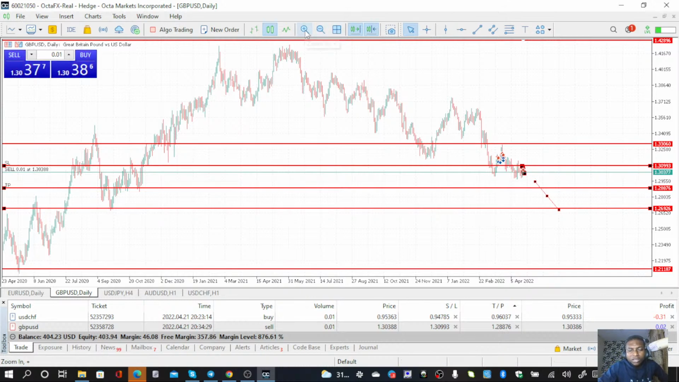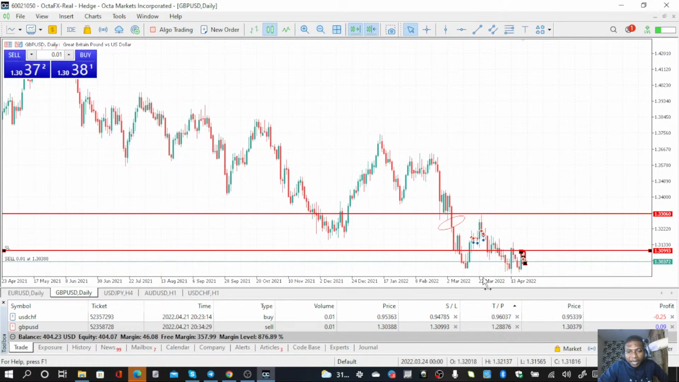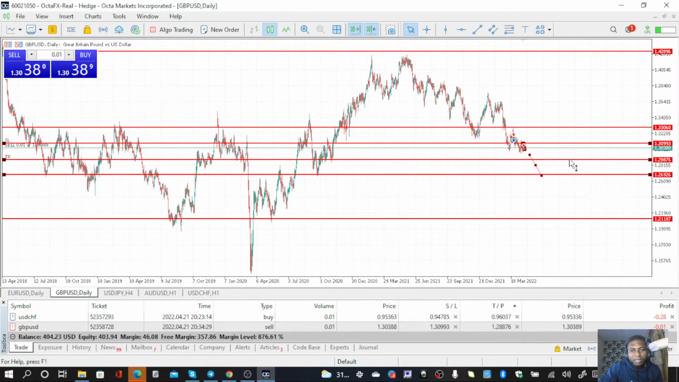So if you look closely now, my stop loss, if the trade goes against me, right, then I'll be stopped out of the market and lose $6. All right, but if the trade goes in my favor, I will be making $15 out of this trade.